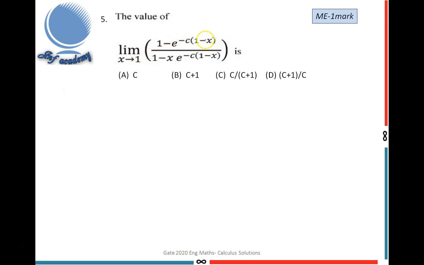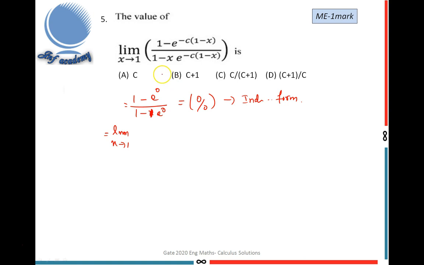That means substitute the value of x as 1. We get 1 minus e power c, 1 minus 1 is 0. So we get e power 0. Then I substitute here: 1 minus e power 0 divided by 1 minus x into 1 minus x, also 1, into e power 1 minus 1, e power 0. So e power 0 is 1, 1 minus 1 divided by 1 minus 1, 0 by 0. This is an indeterminate form. So here I use L'Hospital rule.